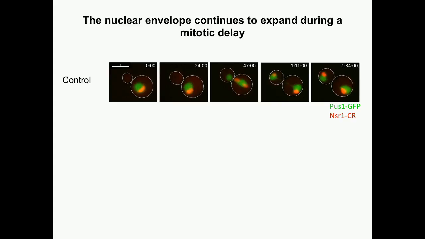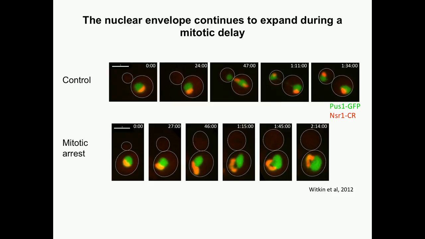Now, if you take a wild-type cell and arrest it in mitosis, and here we've done that using nocodazole, which is a drug that depolymerizes the microtubules and arrests the cells at metaphase, what you can see here, with approximately similar timing to what we see in the cycling cell, is that the nuclear envelope continues to expand, even though the cell cycle has stopped. And this expansion occurs specifically at the site of the nucleolus, and we call this a flare.